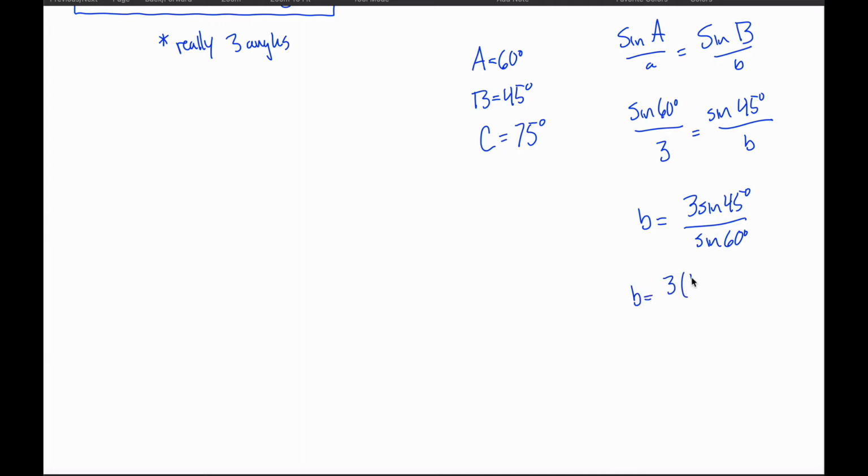The sine of 45 degrees off your unit circle is the square root of 2 over 2. The sine of 60 degrees off your unit circle is the square root of 3 over 2.